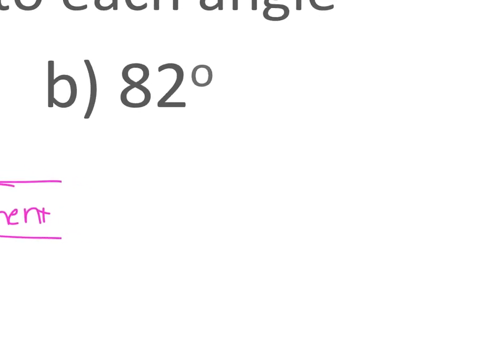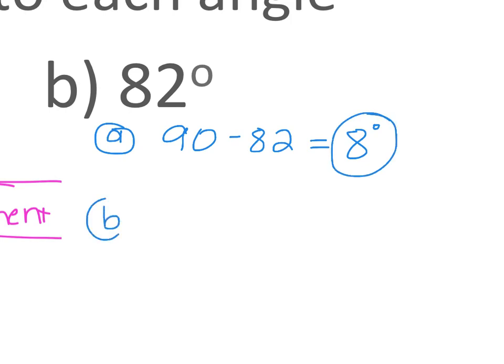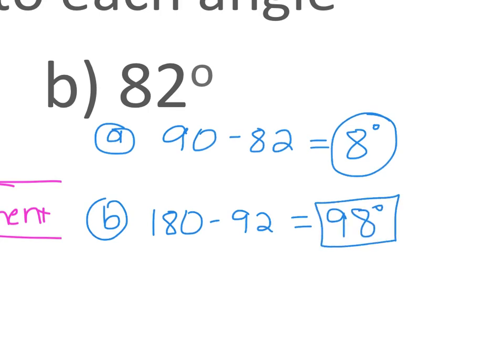B is now in degrees. So for the complement, I'm going to subtract it from 90. It's not bigger than 90, so I'm going to go ahead and do that. 90 minus 82, which is 8 degrees. That's my complement. And for B, 180 minus 92, which is 98 degrees. That's my supplement.